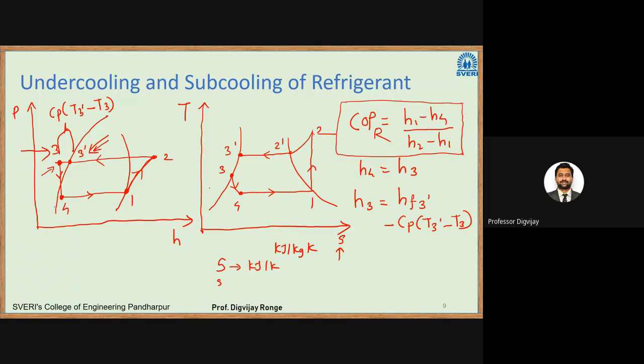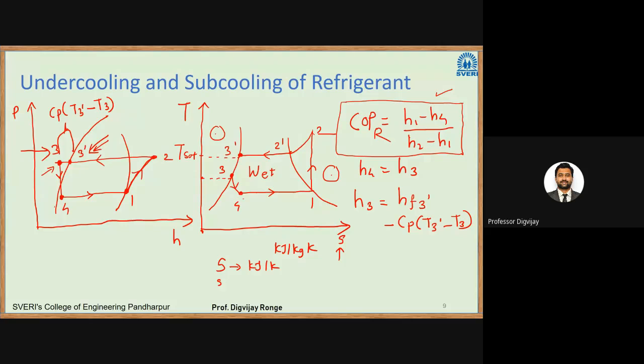Similarly, on the T-S diagram, see here, point 3 dash is your saturation temperature, T sat. If I cool below it, I have cooled it to here. This is called sensible cooling, so point 3 will be the subcooled refrigerant. That is the difference between superheated and subcooled. Superheated will be in this region, subcooled in this region, and wet refrigerant will be inside this region. Again, in this case the formula is the same: H1 minus H4 divided by H2 minus H1. H1 minus H4 is the refrigeration capacity.